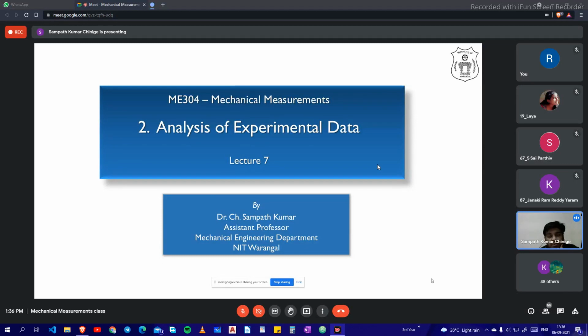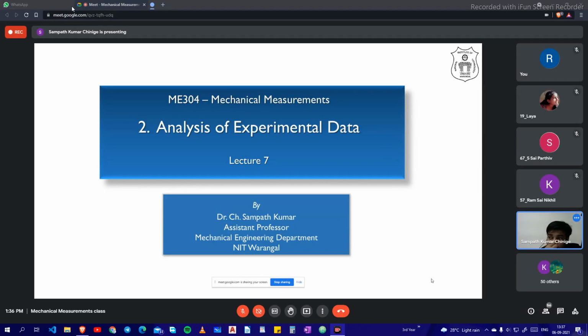We have already looked at that from the statistical analysis. So we have talked about mean and standard deviation and how these will affect your readings. How do we evaluate that? All that we have studied in the last class.